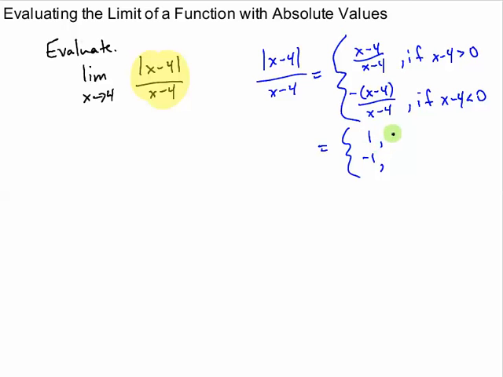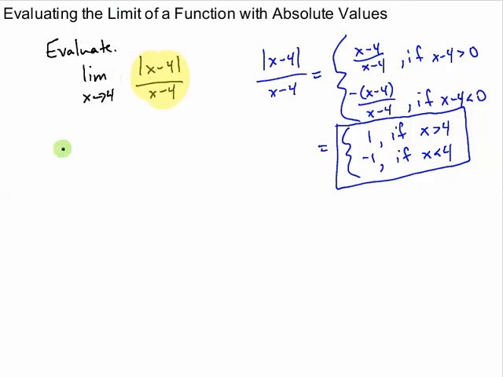And the first definition takes place if x minus 4 is greater than 0. So if I add 4 to both sides, I see that x has to be greater than 4. Add 4 to both sides on the second one, and that's if x is less than 4. So here is the piecewise defined version of this function. So now we can go back and actually evaluate the limit.